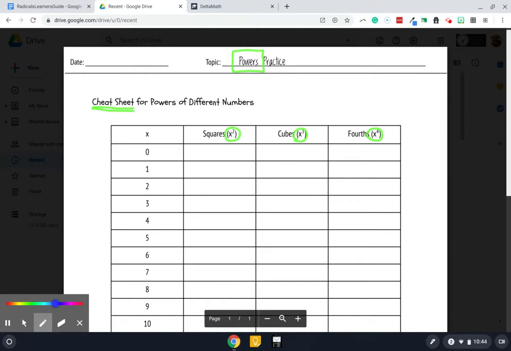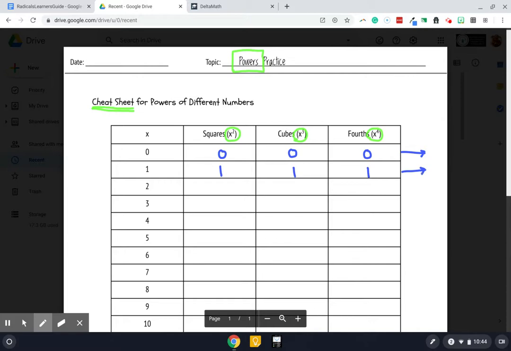But basically, these first couple won't be quite as obvious. 0 squared is still 0. 0 to the third is 0. 0 to the fourth is 0. And any power after that is still 0. 1 squared is 1. 1 to the third is 1. 1 to the fourth is 1. And any power after that is still 1. So far we're off to a real exciting start here.